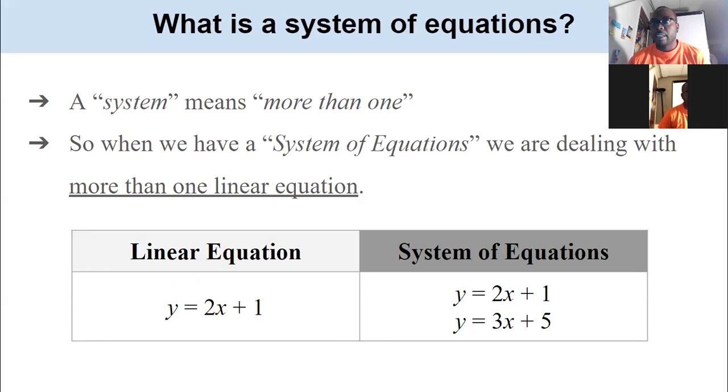So here again, we can go over what is a system of equations. I know it's been a couple of days, so a system means more than one. When you have a system, we are dealing with more than one linear equation. As you can see, a linear equation is y equals 2x plus 1, but in a system of equations, you have more than one linear equation. So you have y equals 2x plus 1, and you also have y equals 3x plus 5.